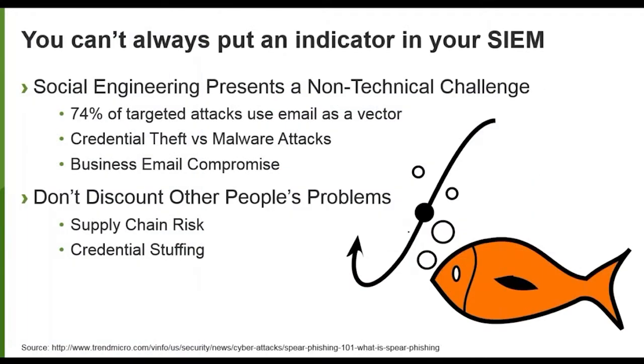Now to that, it's not always about indicators. And in fact, understanding how attack trends are developing is essential to the enterprise, because you can't always just put an indicator in the SIEM. There's strategic information beyond tactical indicators that you need to be aware of. And social engineering is a great example of a non-technical challenge that you largely can't just put a signature into your SIEM to solve. This is actually an attack on people.